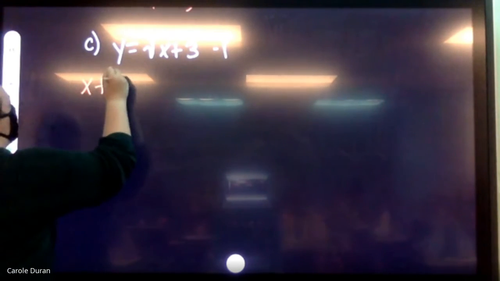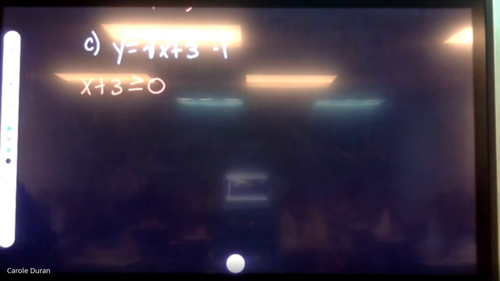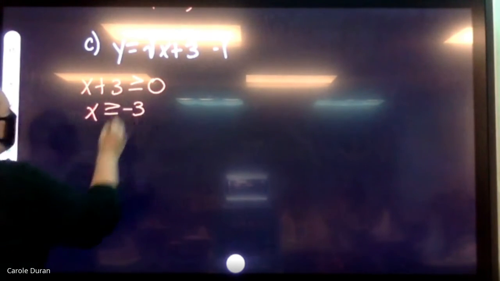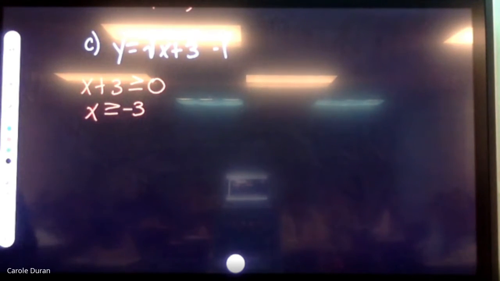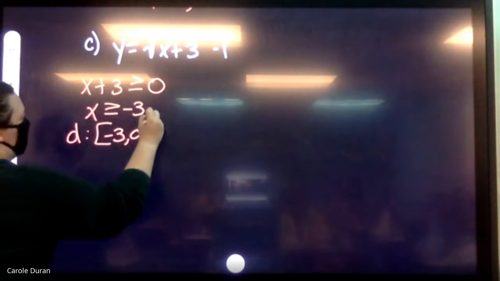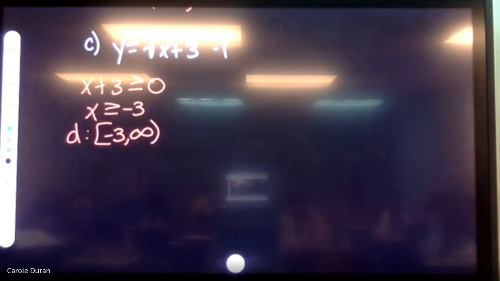That's great. I would like to find the domain first. What am I going to do? X plus 3 equal to 0, or greater than or equal to? Good. X plus 3 greater than or equal to 0, because I need what's under that radical to be positive or 0. And then I solve for x. So I get x greater than or equal to -3. So then I can go ahead and write my domain as -3 to infinity. Are we all okay with that?